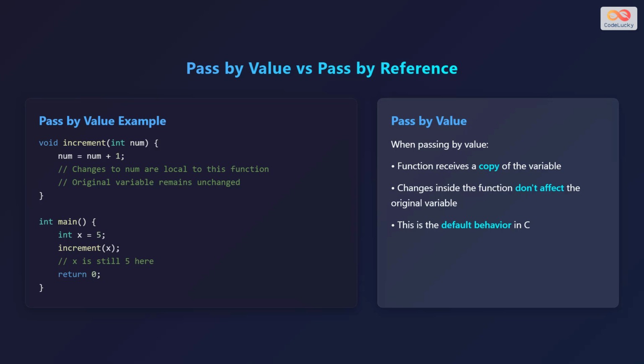When passing by value, the function receives a copy of the variable. Changes inside the function do not affect the original variable. This is the default behavior in C.